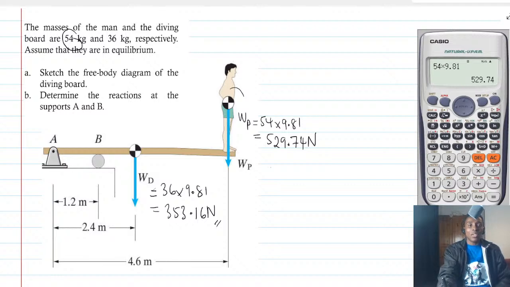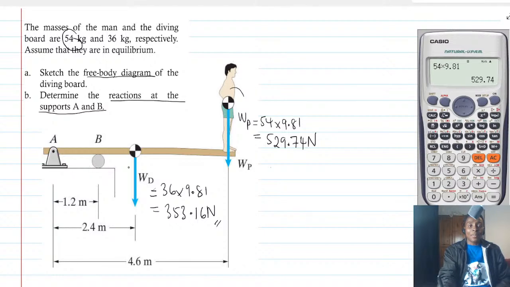The question said we should sketch the free body diagram. So what is a free body diagram? Now when we say free body diagram, it simply means we are to draw the diagram and then we will free the body. What this means is that we are going to look at all the forces acting on the body. And then we are looking at the reactions at the supports A and B. Is that right? Okay.